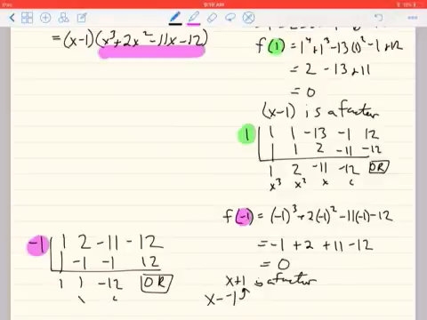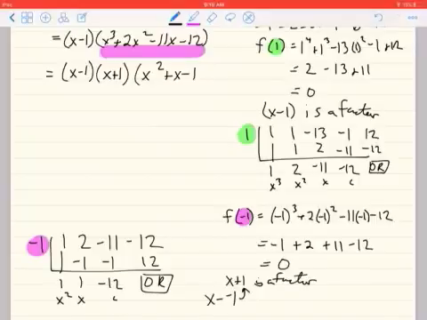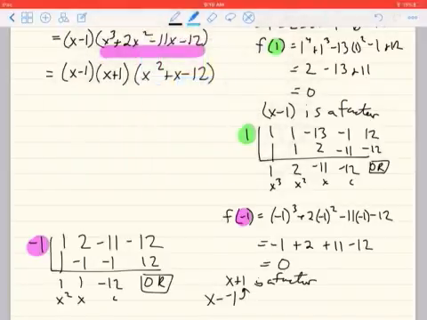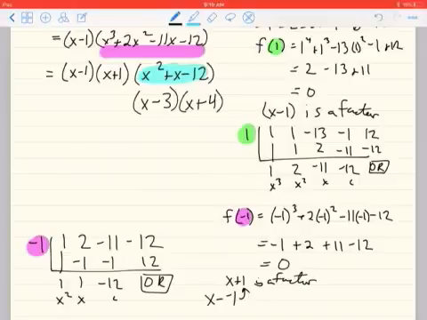And then that's our constant term, that's our x term, that's our x squared term. So now when we factor this, we get x minus 1, which is the original bracket. We get x plus 1, and then we're left over with x squared plus x minus 12. And then here now, because this is quadratic, we can just factor this using simple product and sum. And this should factor here to give us x minus 3, x plus 4.